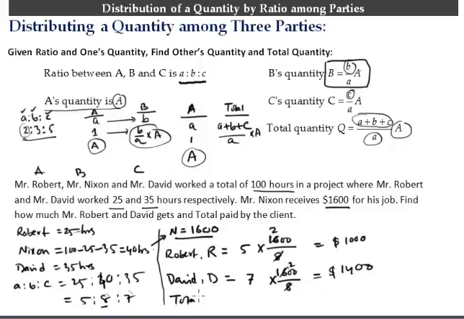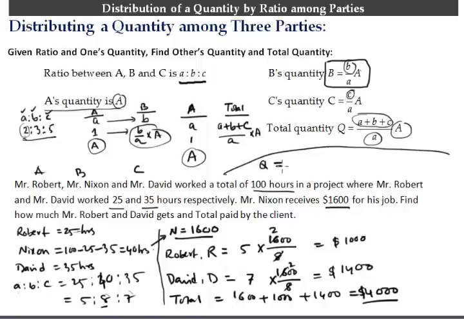Now the total payment will be these three: Mr. Nixon, Robert and David. So 1600 plus 1000 plus 1400 will be 4000. So $4,000 is the total. Instead of using this summation, we can directly find the total quantity. How? Total quantity Q equals the given quantity, which is Mr. Nixon's 1600, divided by his corresponding ratio 8, times the summation of all ratios, that is 5 plus 8 plus 7, which is 20. 1600 divided by 8 is 200, and 200 times 20 is 4000.